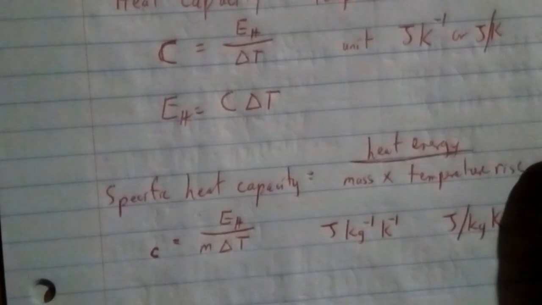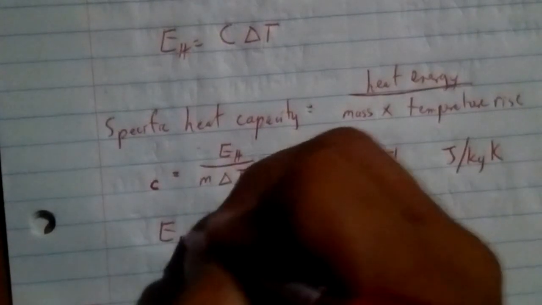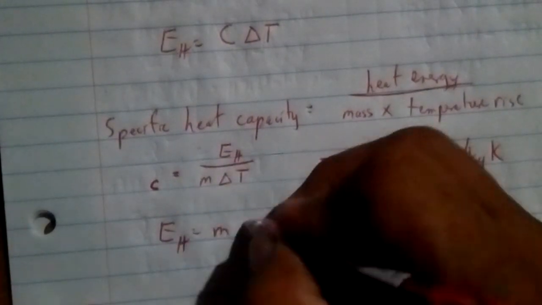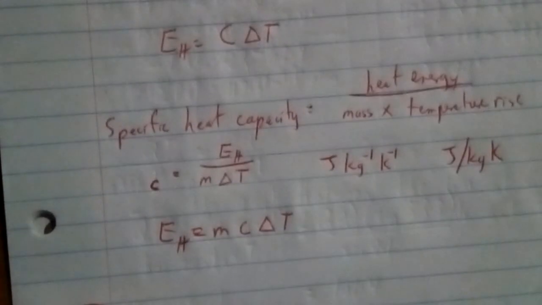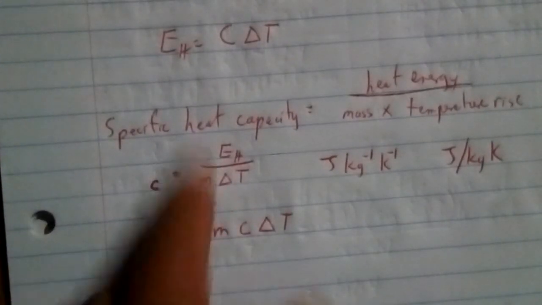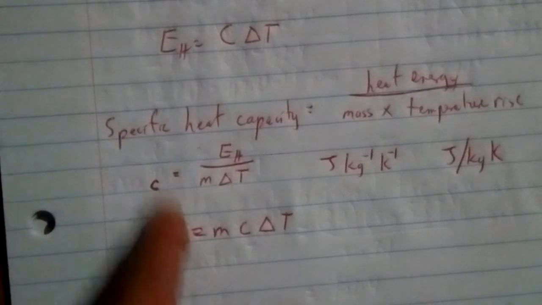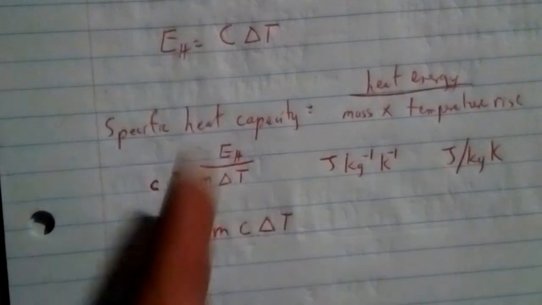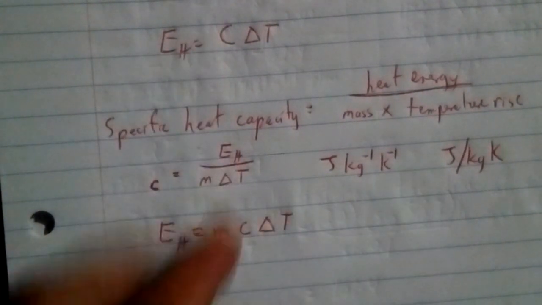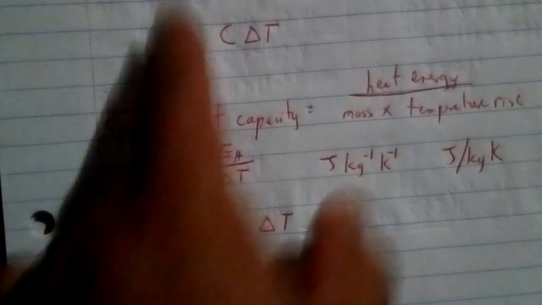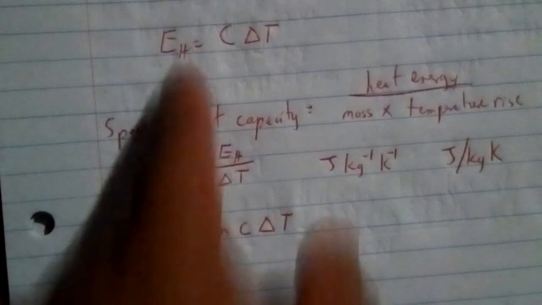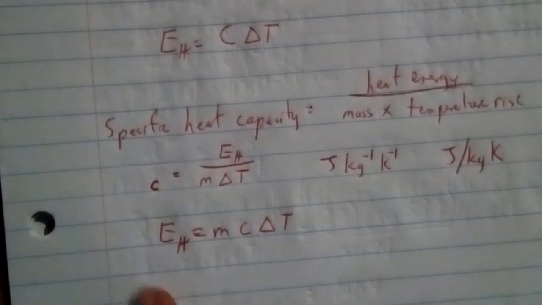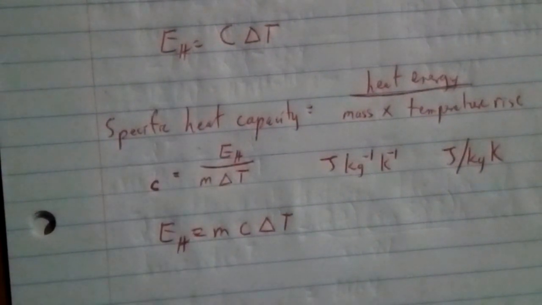Alright, rearranging the equation again, we end up with energy equals mass times specific heat capacity times change in temperature. So we end up with that equation. The relationship here, and the reason why we rearrange it, is because we want to find if there is something common with them. The relationship between heat capacity and specific heat capacity is that both of them give us energy as the units, which is measured in joules.